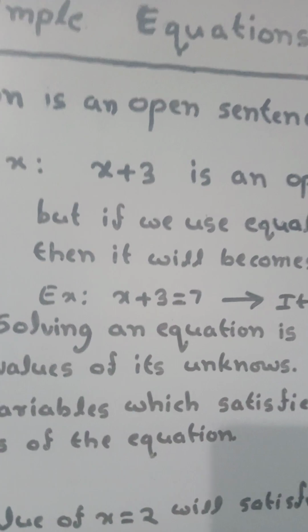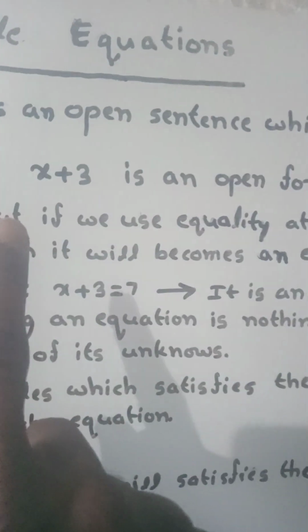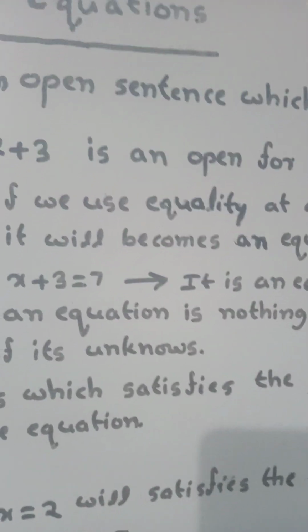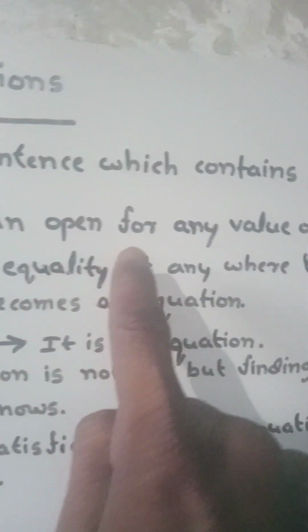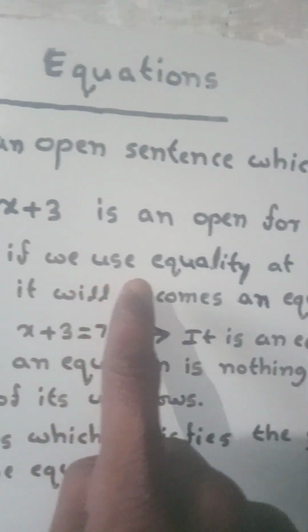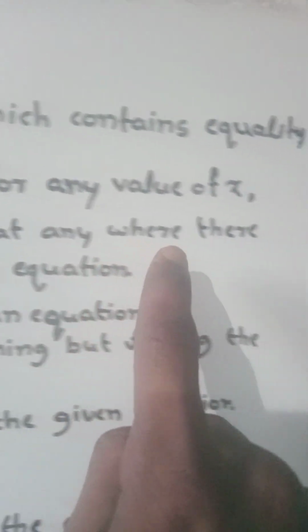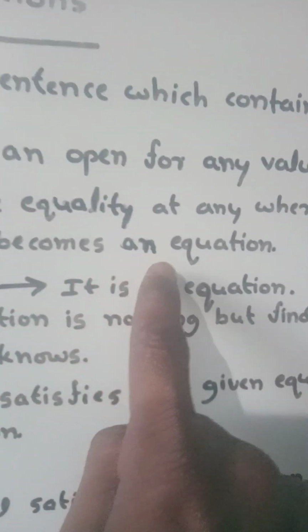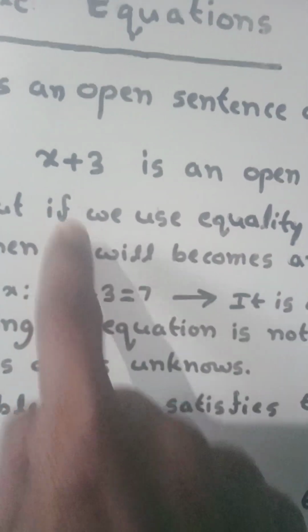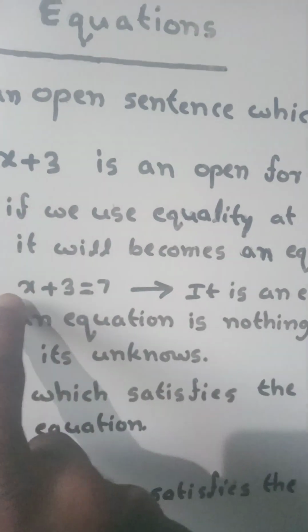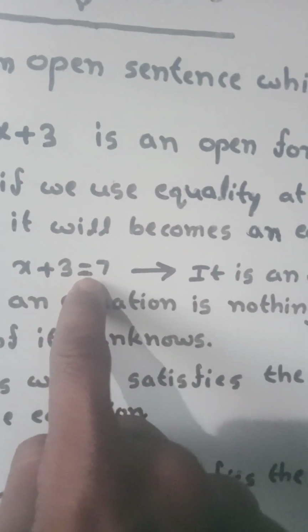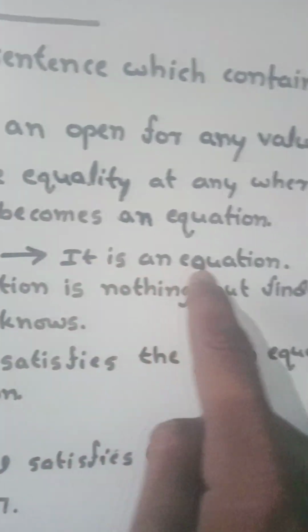In an open sentence, if we have an equality sign, then we call it an equation. Look here, x plus 3 is open for any value of x, but if we use equality anywhere there, then it becomes an equation. Here I am equating x plus 3 equal to 7. In this open sentence we have an equality sign, that's why it is an example of an equation.